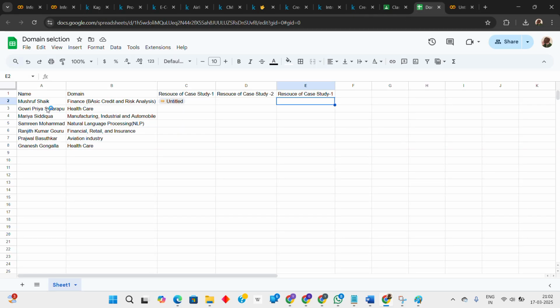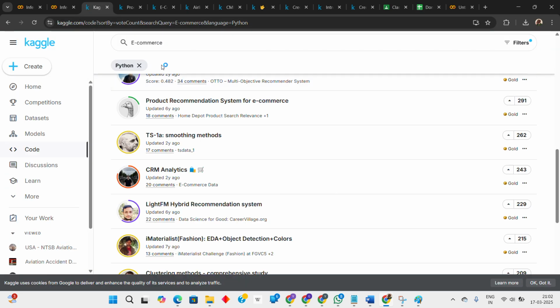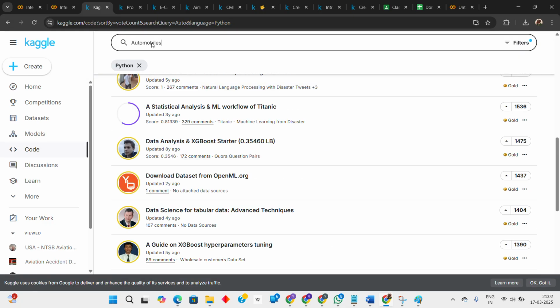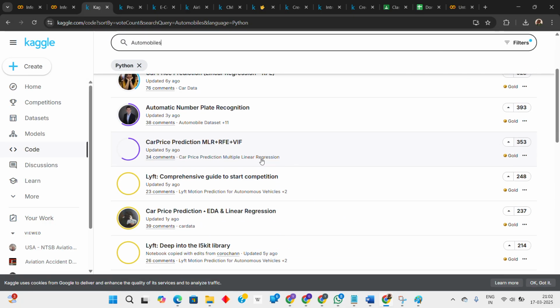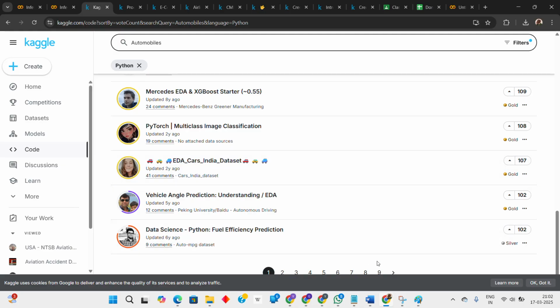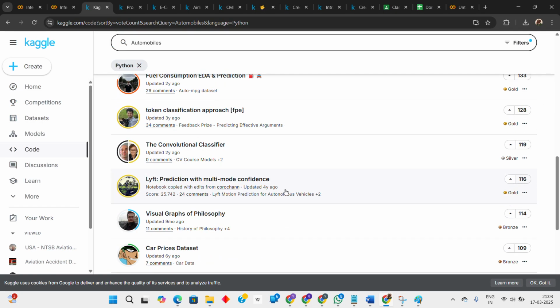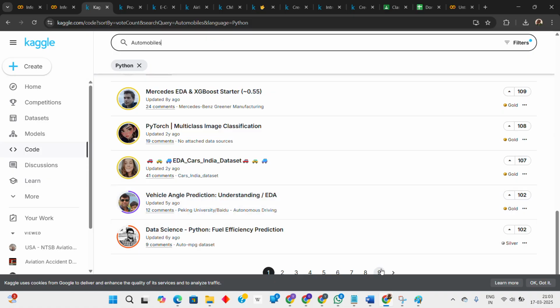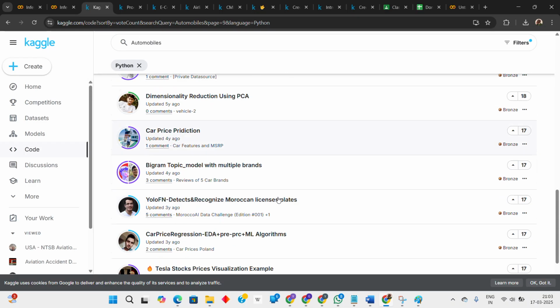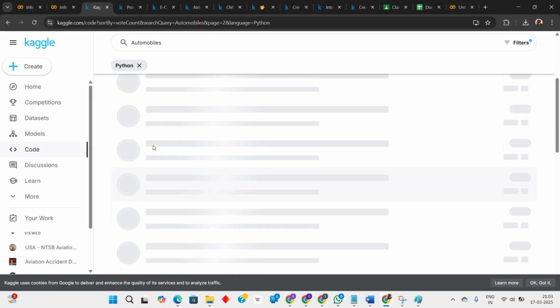Likewise, you can explore domains like healthcare, aviation, manufacturing and automobiles. Okay. In manufacturing and automobiles, there are a lot of automobile data sets, many data sets. You can see there are 9 pages, so there are lots of data sets.